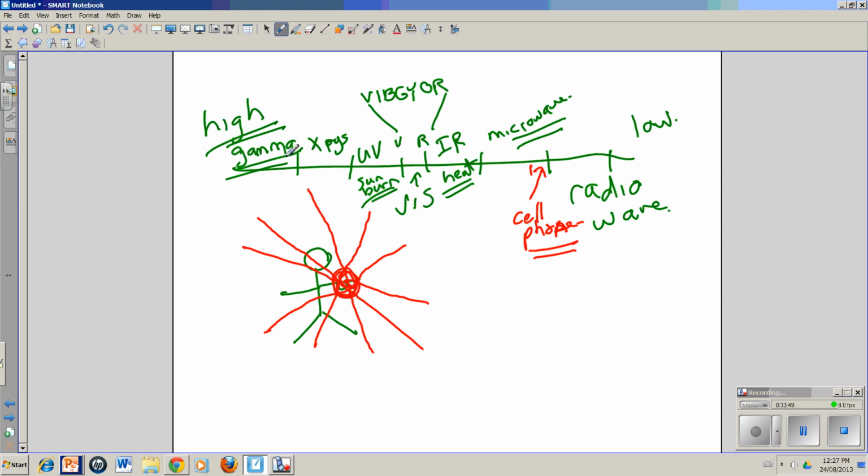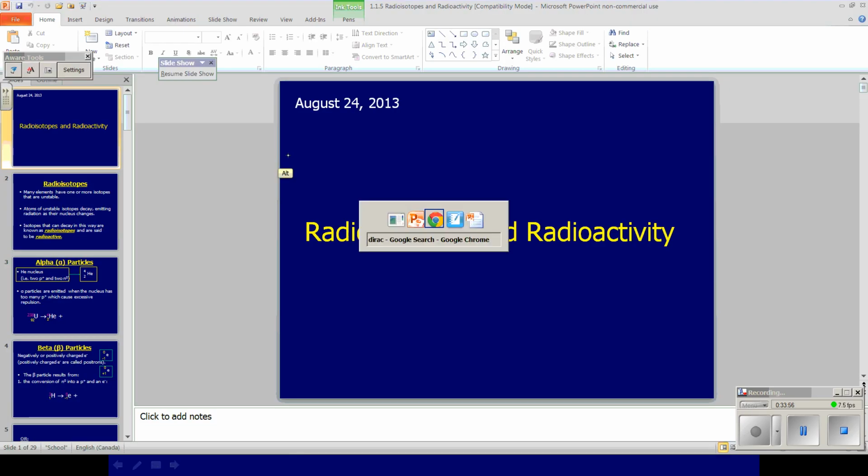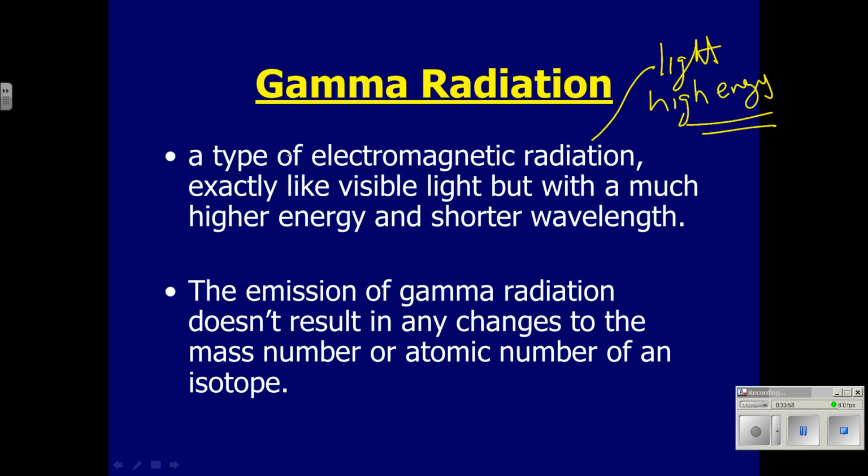So gamma rays come from nuclear reactions. And so they're a type of light. They're exactly like visible light, but with a much higher energy and shorter wavelength. And the emission of gamma rays doesn't result in any changes to the mass number and the atomic number. It just makes the nucleus more stable.